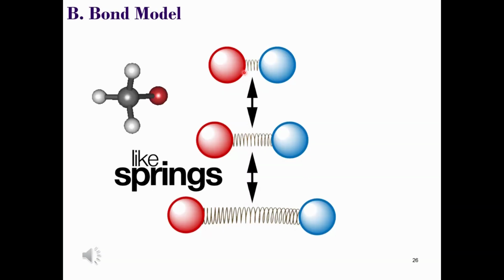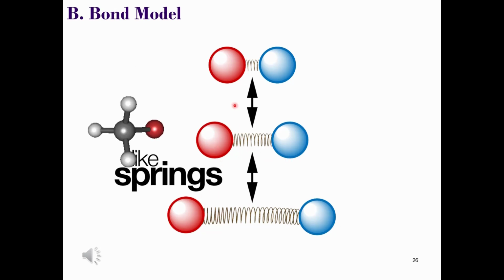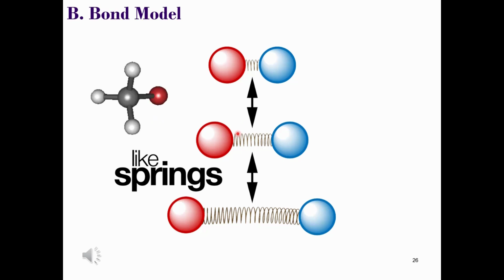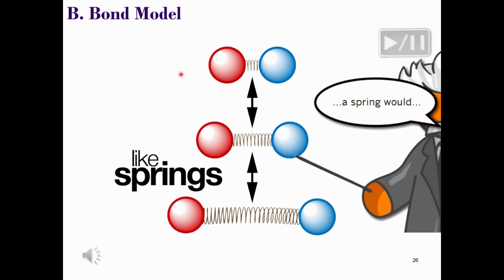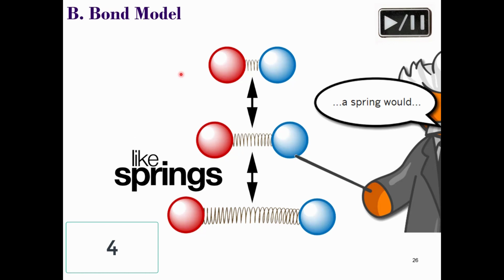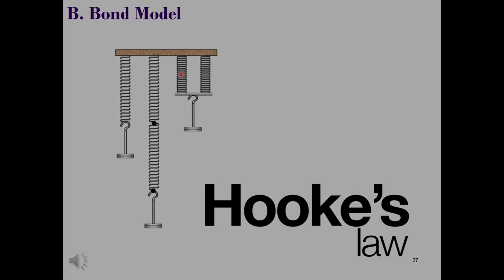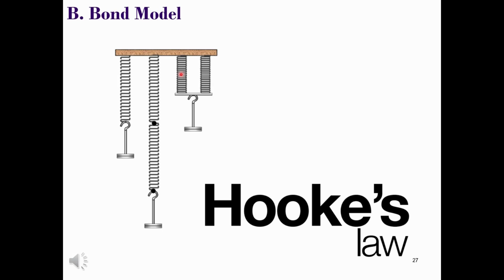Just for completeness, imagine the bonds behave like springs. Can you think of two factors that might affect the bond vibrations? That's the stretches and compressions of this bond model. Pause the video and have a think. Hopefully, this diagram concerning Hooke's law might provide some clues.